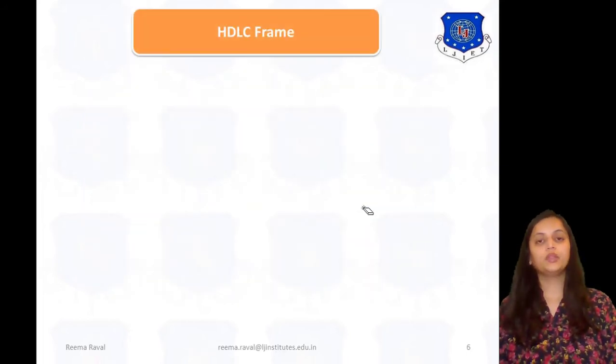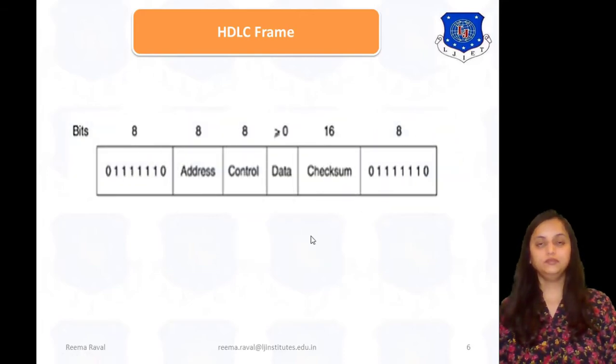Now let us see the HDLC frame structure. Here the HDLC frame structure has 6 fields. The first field is of 8 bits, the second field is the address field which is of 8 bits, then the third field is of 8 bits, that is the control field, the fourth field is the data field, the fifth field is the checksum field, and the sixth field is again the flag.